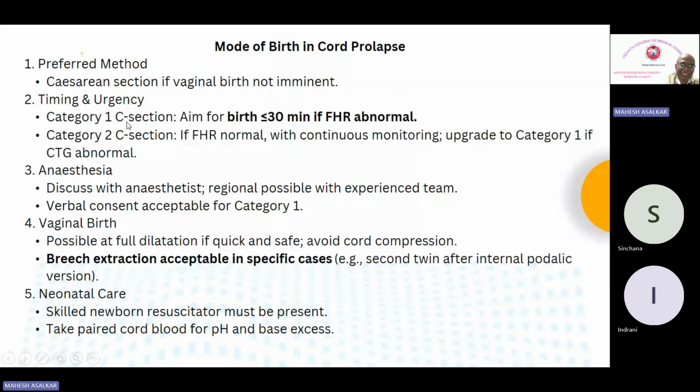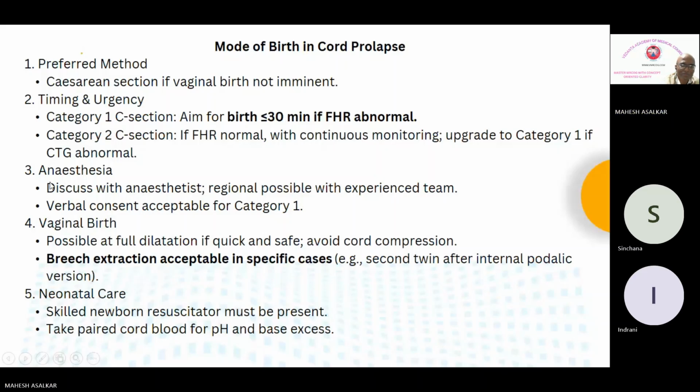Then it may be category 1 cesarean section or category 2 cesarean section. Category 1 cesarean section, you have to deliver the baby within 30 minutes if the FHR is abnormal. If the FHR is normal, fetal heart rate is good, with continuous monitoring, you may consider category 2 cesarean section. However, when this FHR becomes abnormal, then again you will shift from category 2 to category 1. Okay, so category 2 limit is 75 minutes. Category 1 is within 30 minutes you have to deliver.